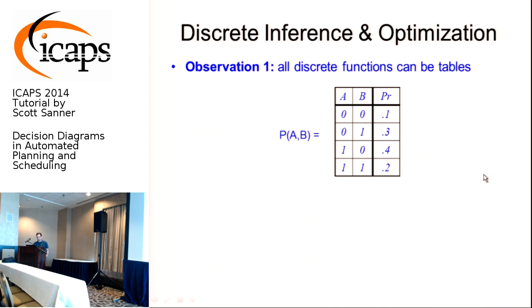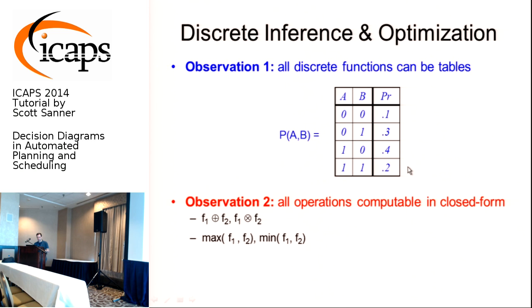Okay, so first observation is that all discrete functions I'm talking about that I discussed previously for non-deterministic planning and probabilistic planning can all be represented as tables if you want. And all the operations are directly obvious, right? Summing out a variable or maxing out a variable, or all the binary operations. You could go out right now and implement it, and it takes half an hour.